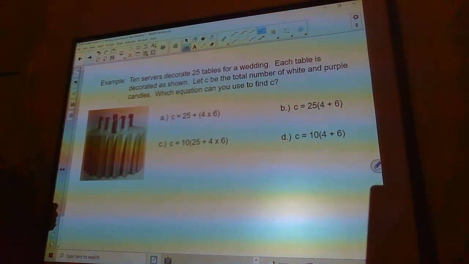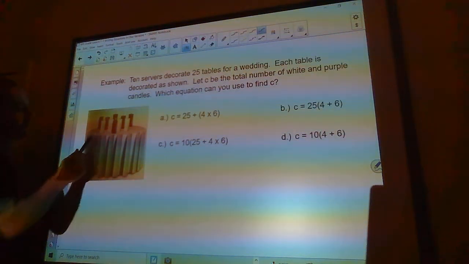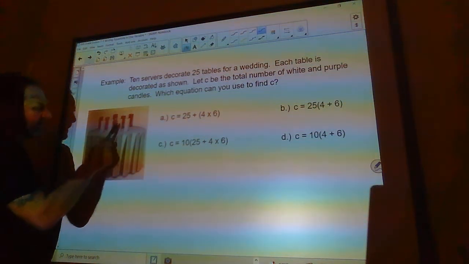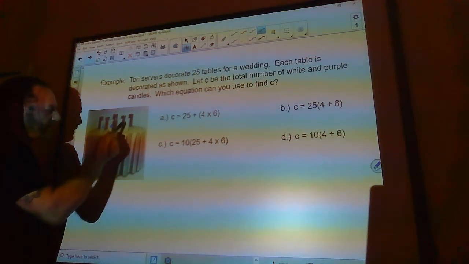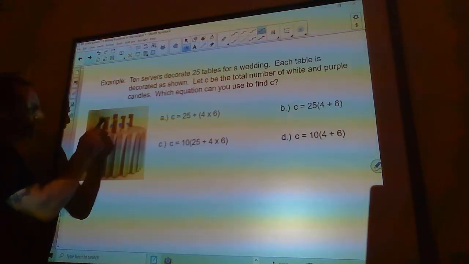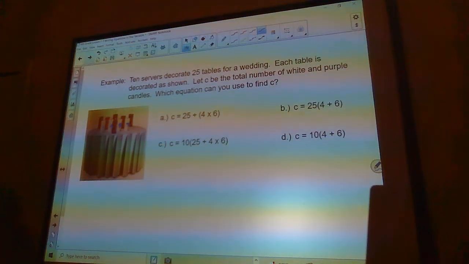Okay, 10 servers decorate 25 tables for a wedding. Each table is decorated as shown. Let C be the total number of white and purple candles. Which equation can you use to find C? So you got to look really carefully here. It's hard to see even in your book. But there's 4 white candles right here. Here's 1, 2, 3, and 4. And then there's 2, 4, 6 purple candles.